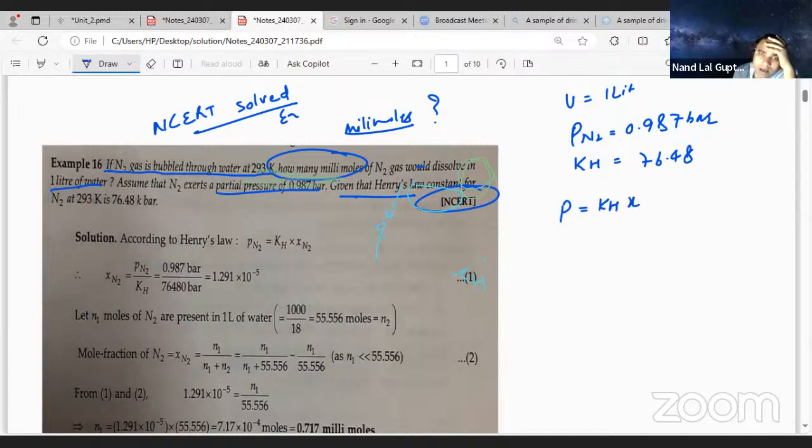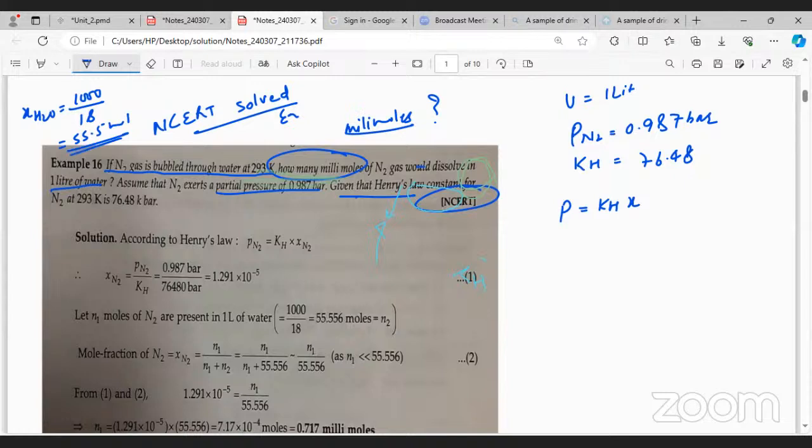Now, if you see X of water, XH2O, how do we calculate it? 1 liter water means 1000 ml, divided by molar mass 18. So 1000 gram divided by 18, it is coming 55.5 mole. That you know, na?